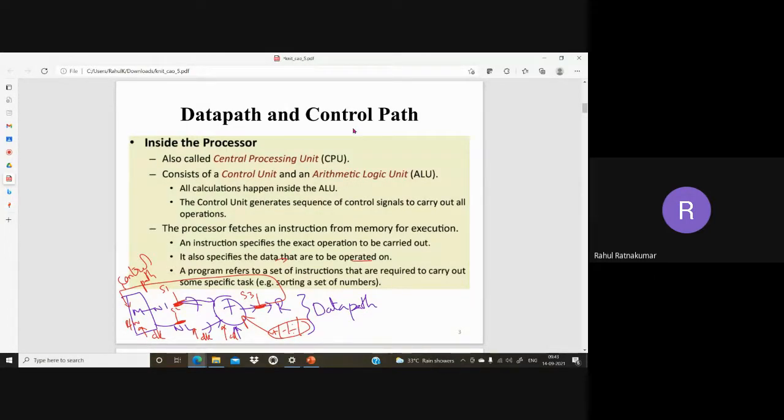So you can see a program refers to a set of instructions. So what is a program? A program is a collection of instructions which tells the computer to do something. Okay, the program refers to a set of instructions that are required to carry out some specific task, like sorting, or maybe summing of a set of numbers, factorial, something. All those things may be a task, but it can be divided into small instructions. The task can be a program. Although program is a high-level thing, in the sense that it is abstract, a function can be executed. A program may have different functions which can be executed by different individual tasks. These tasks can be executed by individual instructions, like that. So basically there are two things: data path and control path.